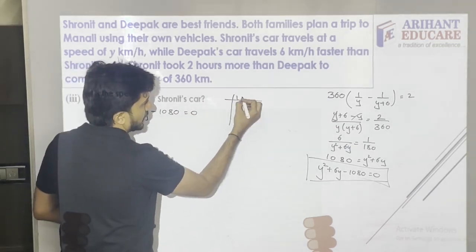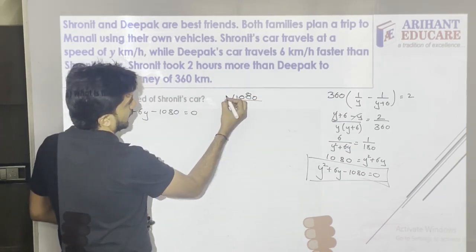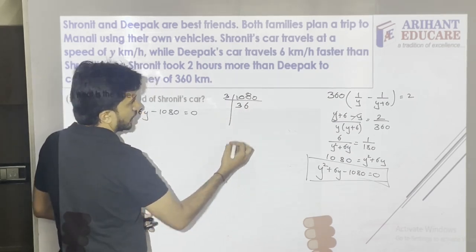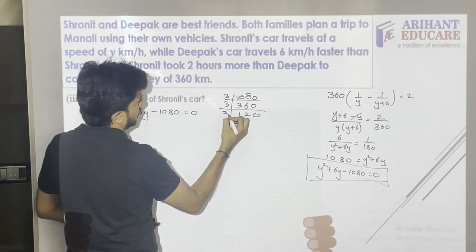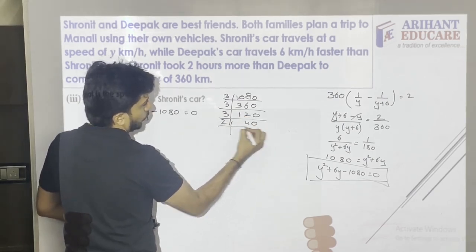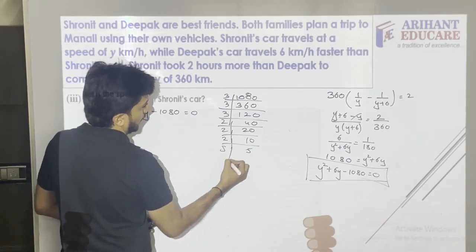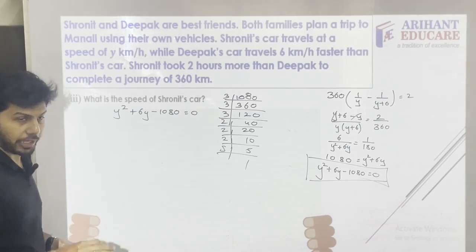Let's take the prime factorization. Let's go by the factorization method. 1080: I can start with, let's say, 3. 3 sixes are 18, and 0. 3, 120, 3, 40, 2, 20, 2, 10, 2, 5, 5, 1. So I have my prime factorization ready over here.